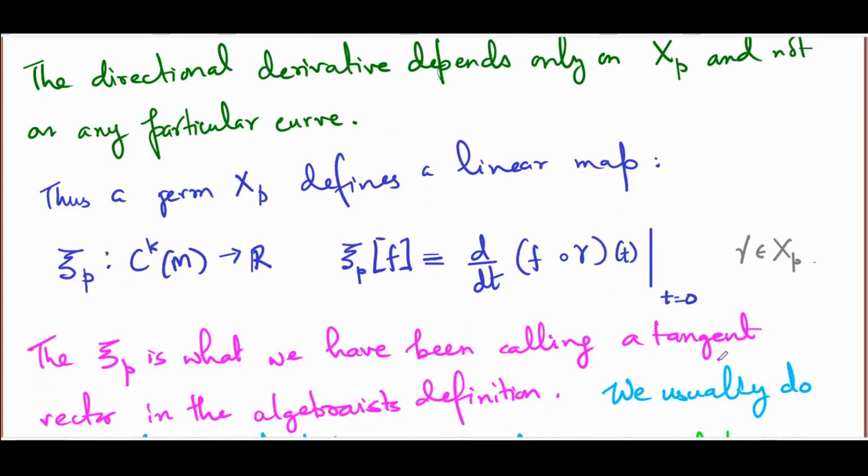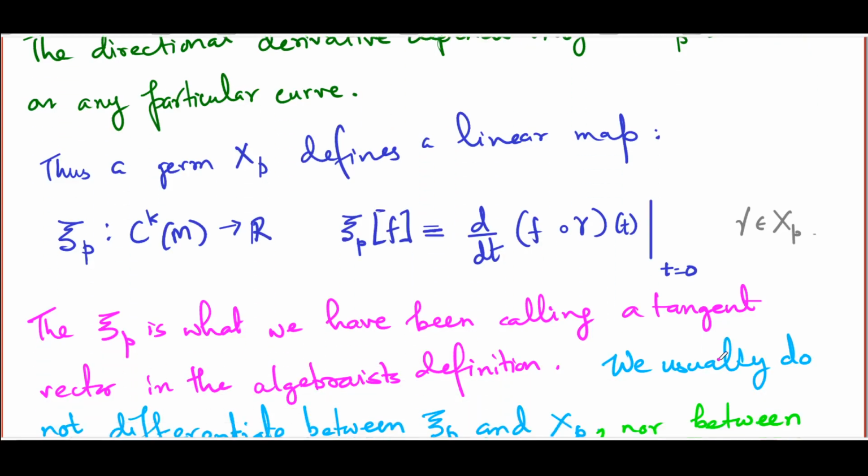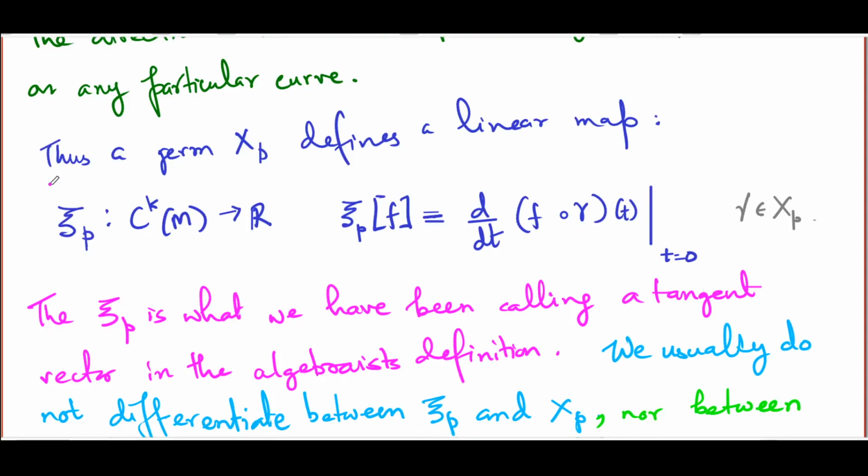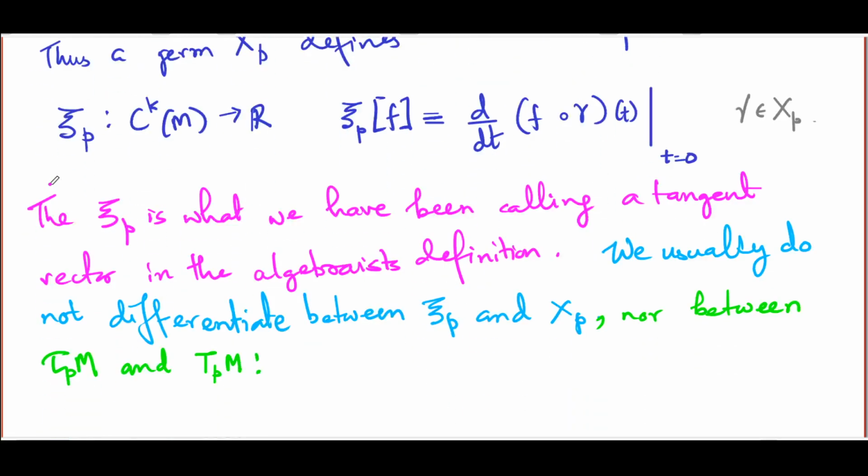Now this xip should be very familiar to all of you. This is exactly what we have been calling a tangent vector according to the algebraist's definition. And this gives us a connection between xp and xip. Indeed, every xp defines a unique xip, and a moment's thought will tell you that given a xip, you can use it and figure out exactly the equivalence class xp to which xip corresponds. Indeed, we usually do not differentiate between xip and xp. I have only provisionally denoted this object xip. Usually what we would say is that the equivalence class of curves acts on a function in this linear fashion and provides a directional derivative.